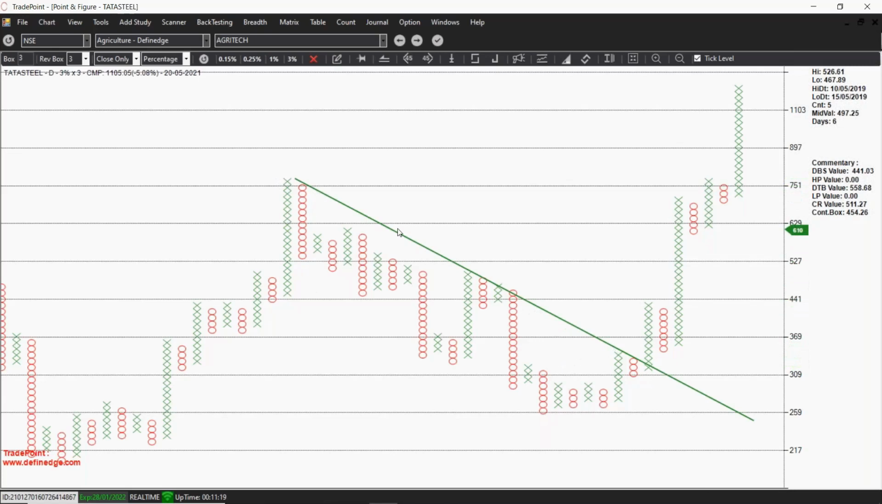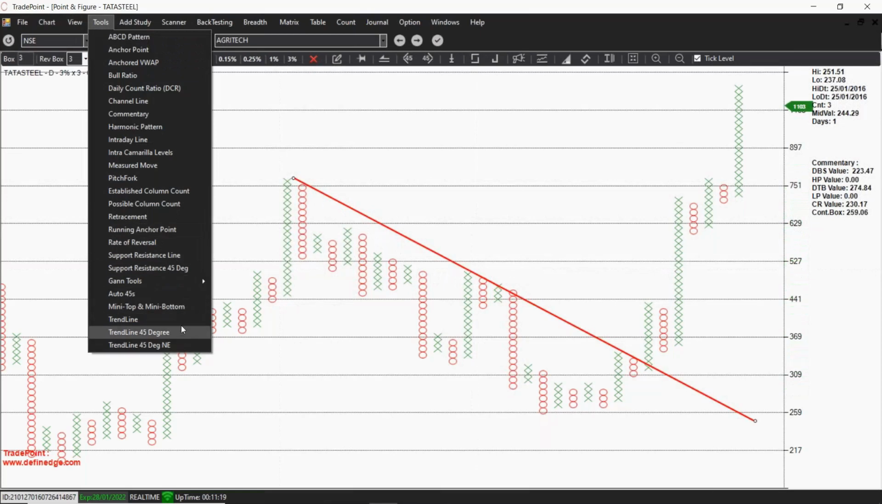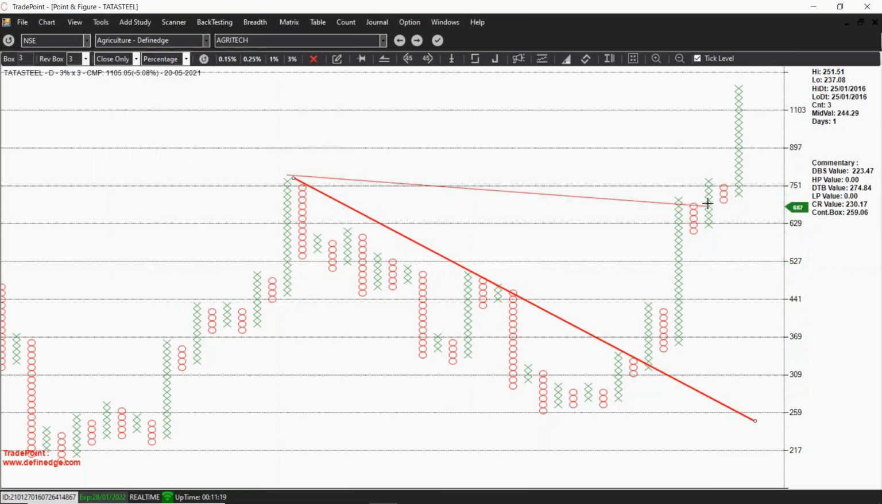But this is a subjective trend line. Why subjective? Because the angle of the line depends on the points that I select. I selected these two highs, and that is why this is a trend line. If I select these two points, then the angle of the line would be more flat or horizontal. So it depends on the points that I select. That is why these are known as subjective trend lines.